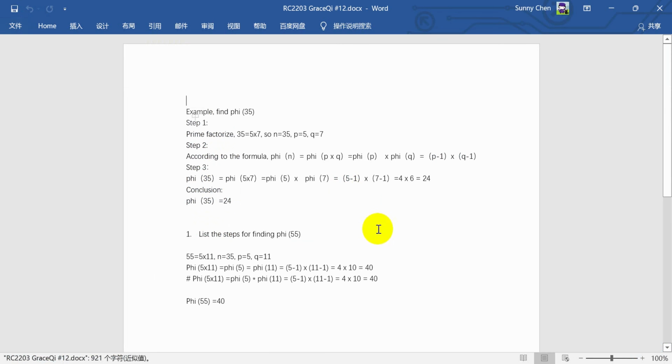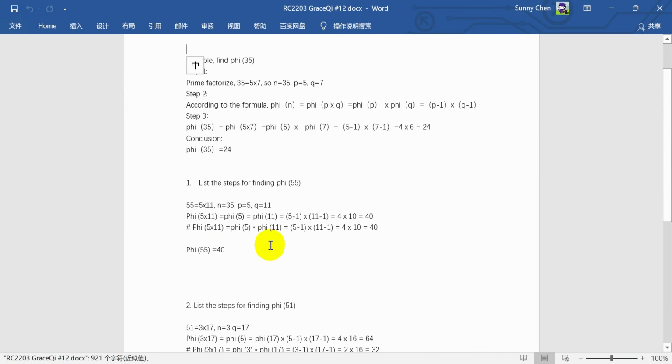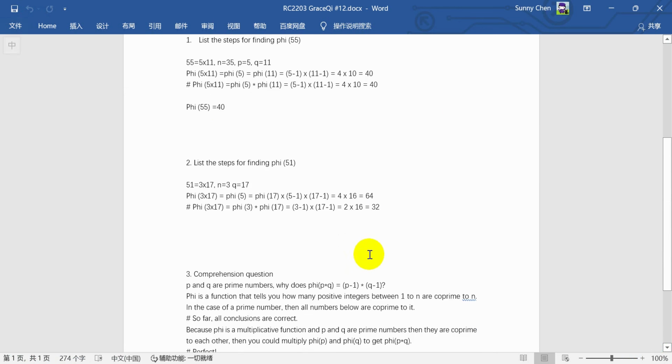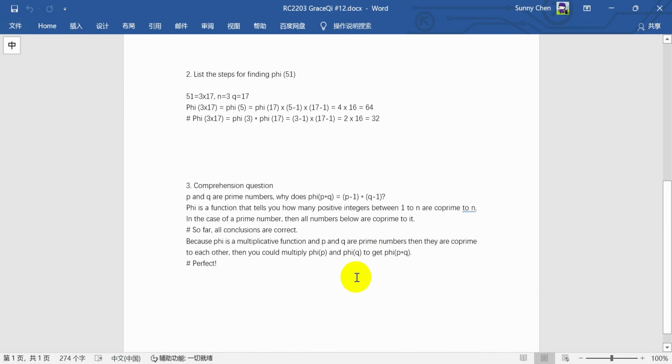Next is Grace's. Number 1 is correct. Number 2 is correct too. For number 3, it's also correct. I think you're the only person who wrote down this word, multiplicative function, and that's the word I'm looking for. So your explanation for number 3 is perfect too. Good job.